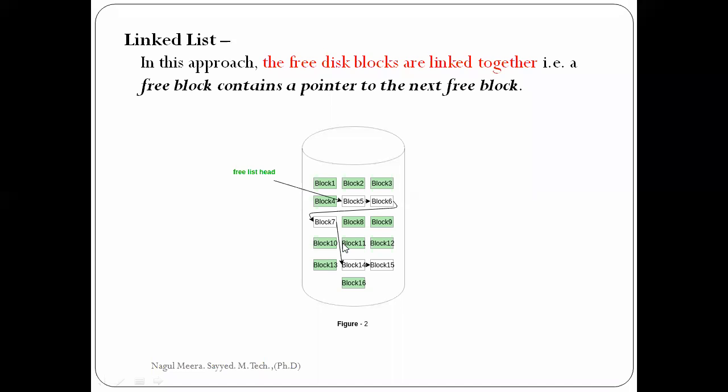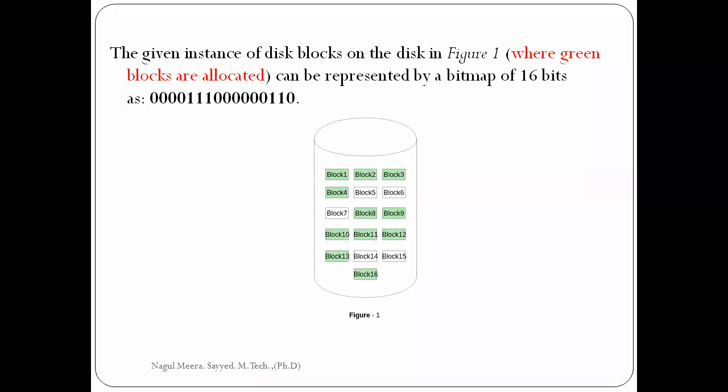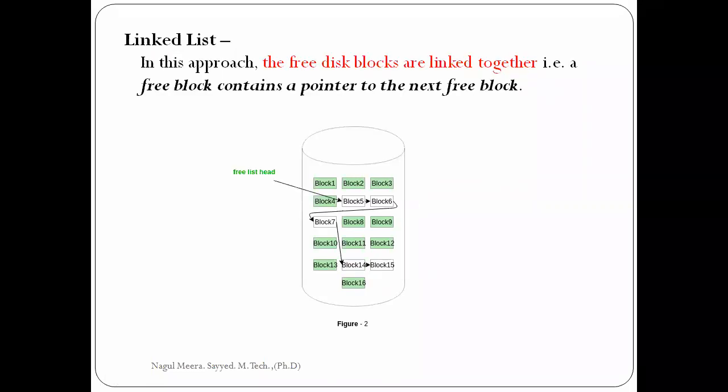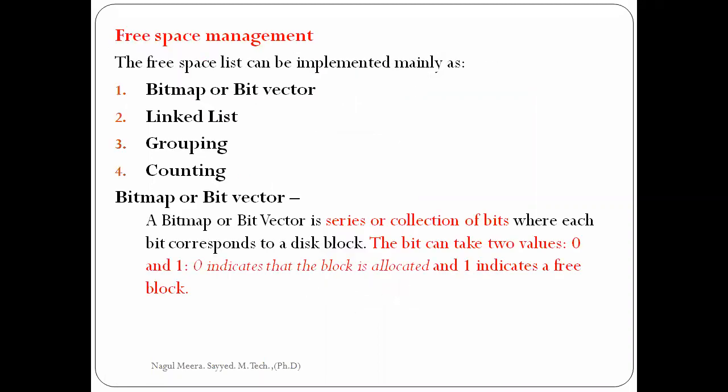One not empty block is linked to another not empty block, which is again linked to another not empty block. In this way, the linked list notation is used for free space management. This is also very easy. Using bits, we represent that this block is empty and this block is not empty. In the linked list, we also show this block is empty, this block is not empty. These two are very important free space management techniques: the bitmap or bit vector, and the next one, linked list notation.